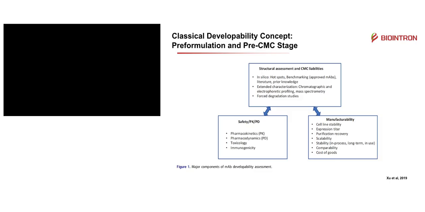So we have a very classic concept of developability. That's before or after formulation, or the pre-CMC stage. We are talking about manufacturability: cell line stability, expression titer, scalability, stability in process, long-term storage stability, comparability when we are talking about biosimilars, and the cost of goods.